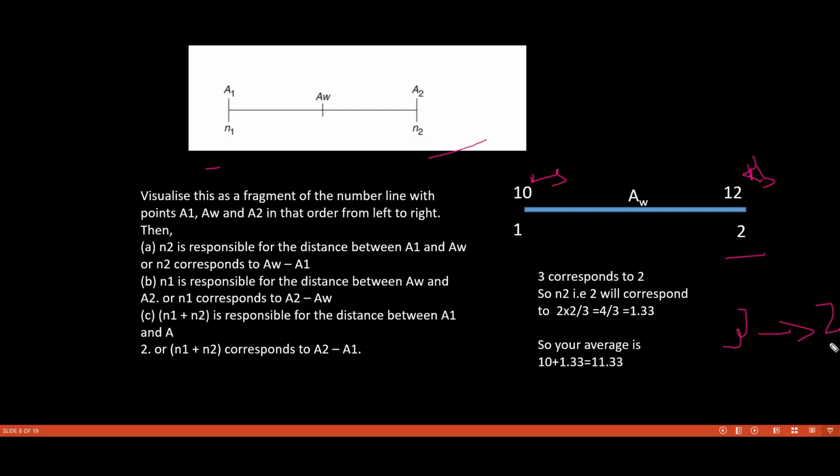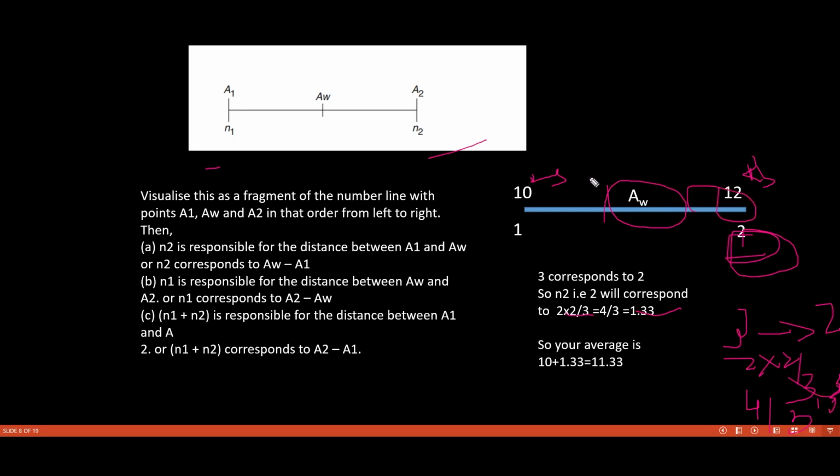So, if we want to calculate the average, we have to consider this 2 also. So N2, that is 2, will correspond to 2 into 2 by 3. That is 4 by 3, that is 1.33. So this 12 rupees price is moving the price toward itself by 1.33. So you just have to add 10 to 1.33, and you will get your answer here.